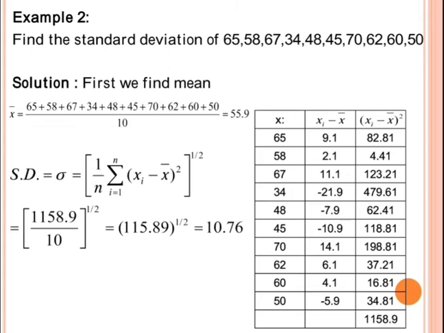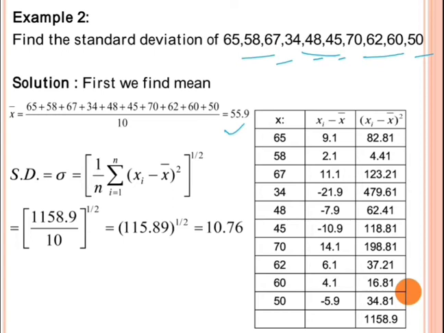Next example, we are taking the same type of example one more. Find the standard deviation of 65, 58, 67, 34, 48, 45 and the last term is 50. So now first we need to calculate the mean. For calculation of the mean, we will add all of these, and there are a total of 10 observations over here. So we will divide the sum by 10. We get 55.9. This is our x bar.